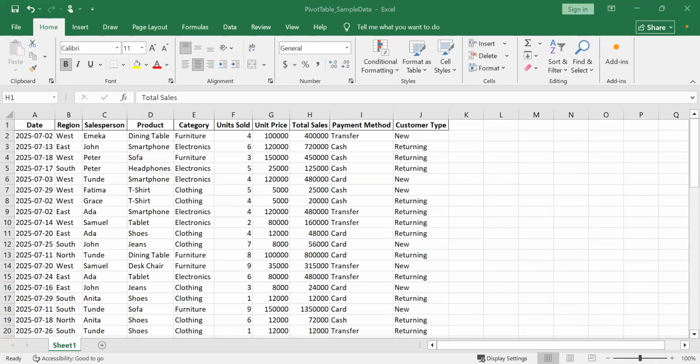What I'm going to do is paste this in the group chat, so you guys can practice around with that. But I would move on. Let me just put that. Yeah. All right. Okay, so date, region, salesperson, product, category, unit sold, unit price, total sales, payment method, and customer type.